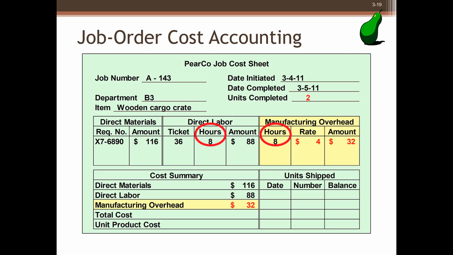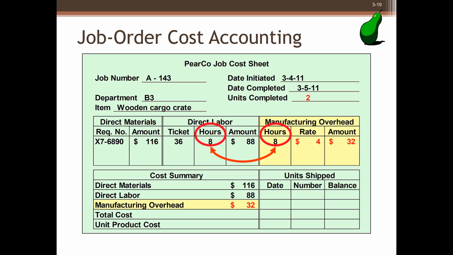Now let's go back to our job order cost sheet. After we calculate the predetermined overhead rate, we recognize manufacturer overhead cost on the job order cost sheet. Because the allocation base for this job is direct labor hour. From direct labor hour section here, we can see for this job, 8 hours are used. So on the manufacturing cost section, hours consumed for this job, 8 hours, same as direct labor hours.